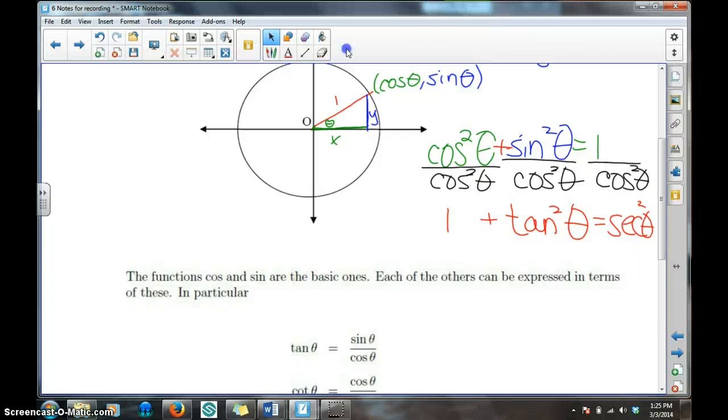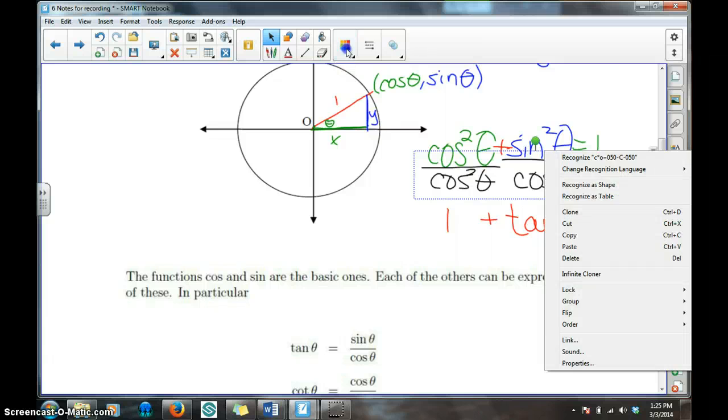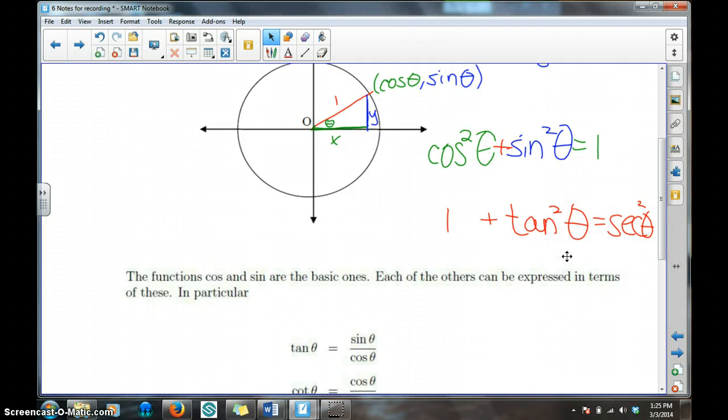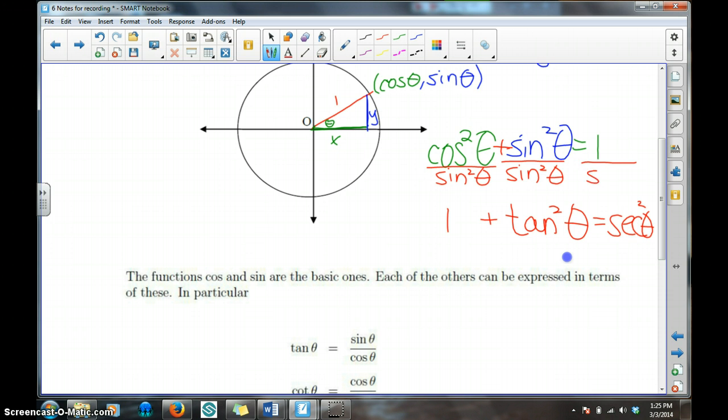Anybody want to speculate where I'm going to get that third function from? Let's divide straight through by sine. And when I divide straight through by sine, I get cos squared over sine squared is cotangent squared. Nice job, James. Sine squared over sine squared is a 1, and 1 over sine squared is a cosecant squared.